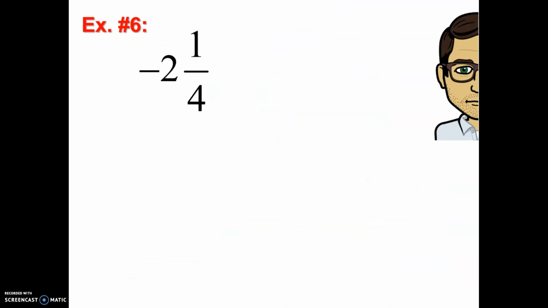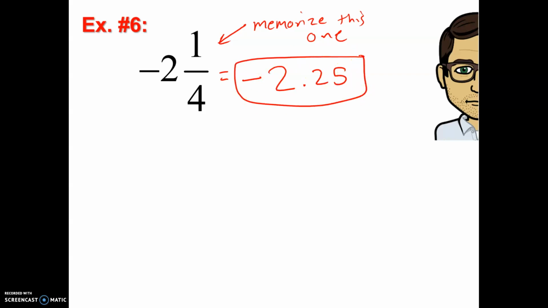Last example here. When you read this one, it's 2 1/4, right? So I want you to just memorize this one. All right, so we've got negative, of course, 2 1/4. And why do I say it like that? Well, because 1/4 is a quarter. 25 cents is a quarter. 0.25 is also a quarter.